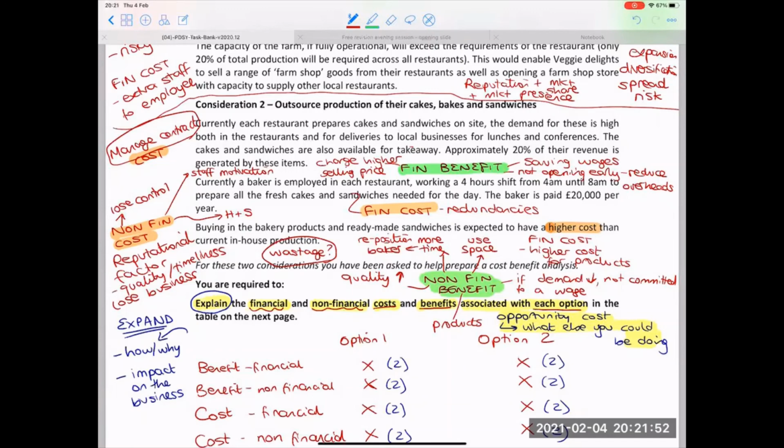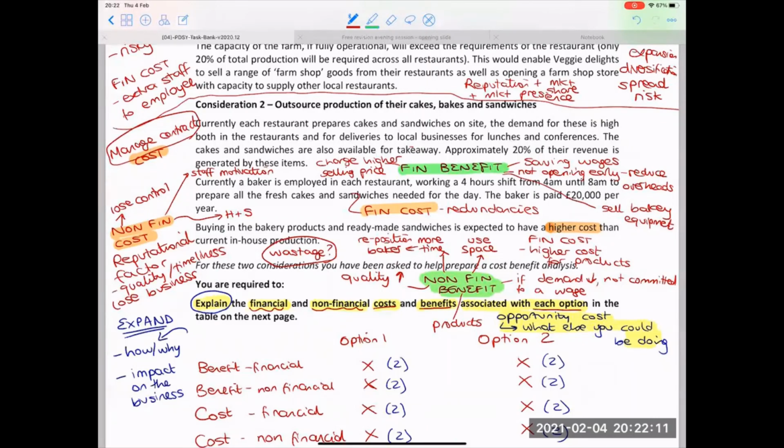Excellent. Another one to pick out of here because my messages have gone crazy in my chat. Julia says we don't need equipment for the bakery. Yep, the bakery equipment can be sold. That could be a financial benefit. We could sell the bakery equipment, and that stuff doesn't come cheap. And maybe we're going to make some sort of profit out of that.